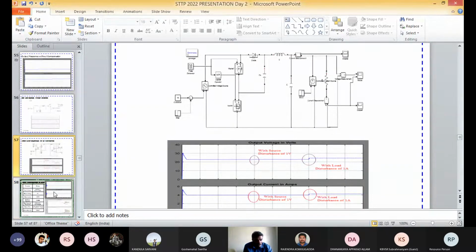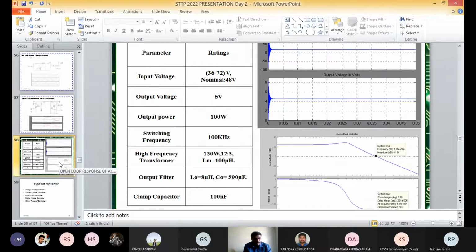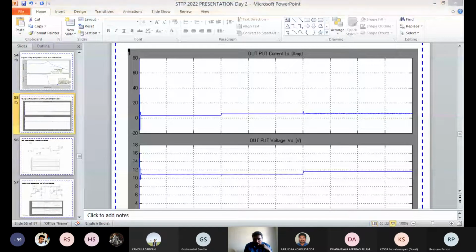Similarly, for the active clamp forward converter we can also observe the open loop response. Here we are expecting 5 volts, but there is some steady state error and a very large amount of distortion, and the phase margin is only 9 degrees at a low frequency. These are the input parameters. So from this analysis, by observing the open loop behavior of the system, we can see that.